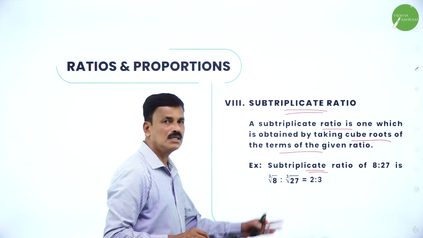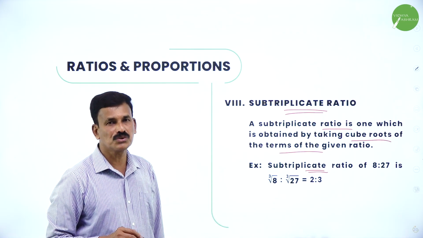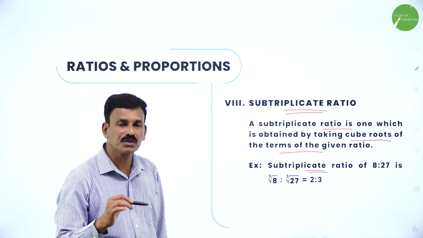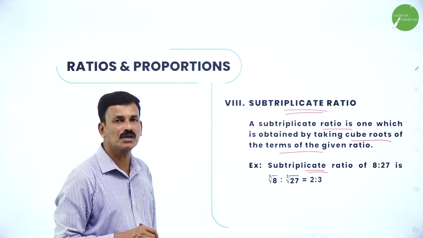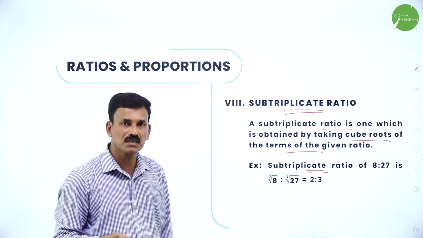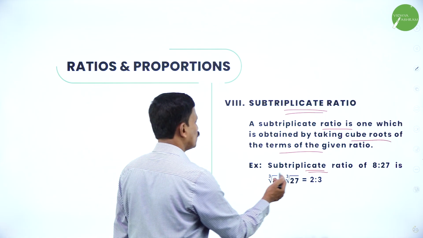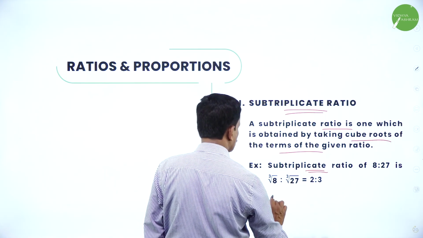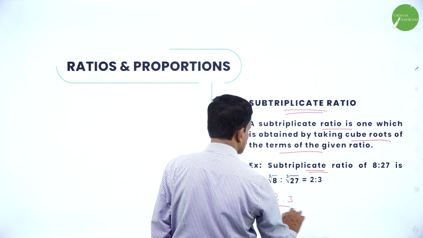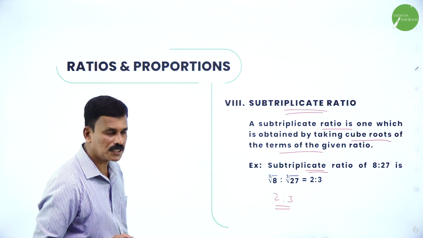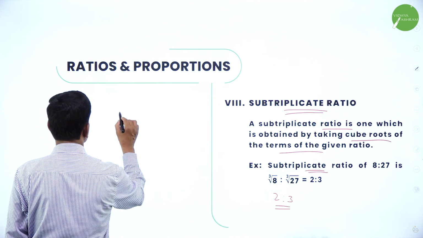For example, the sub-triplicate of 8:27. Just take the cube root of 8 and 27. What is the cube root of 8? 2. What is the cube root of 27? 3. So, therefore, cube root of 8 and cube root of 27 is 2:3. So, 2:3 is the sub-triplicate.